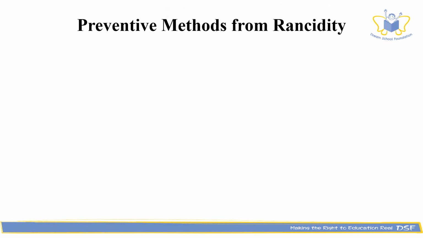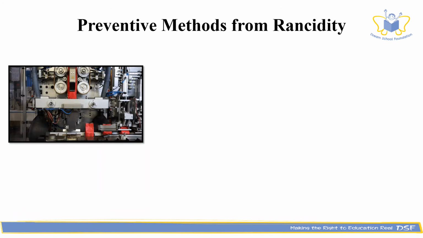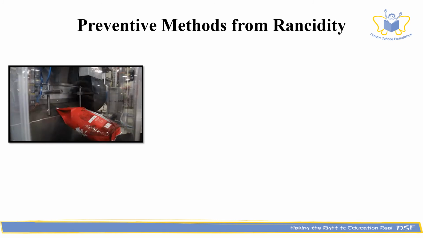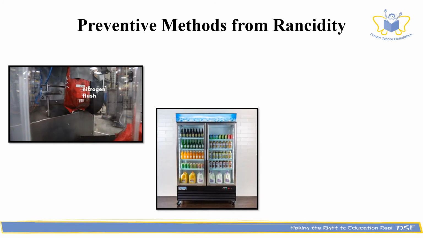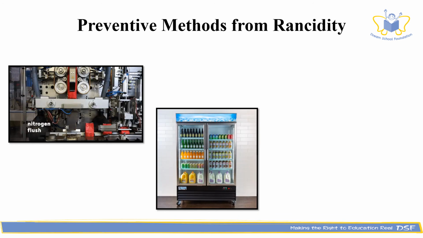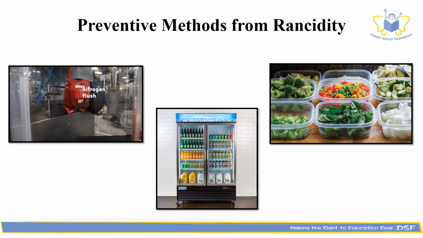Some preventive methods for rancidity: first, adding inert gas such as nitrogen to the bag to replace the oxygen. Second, refrigeration will reduce the rate of most reactions that take part in rancidity. Third, packing food protected from light.